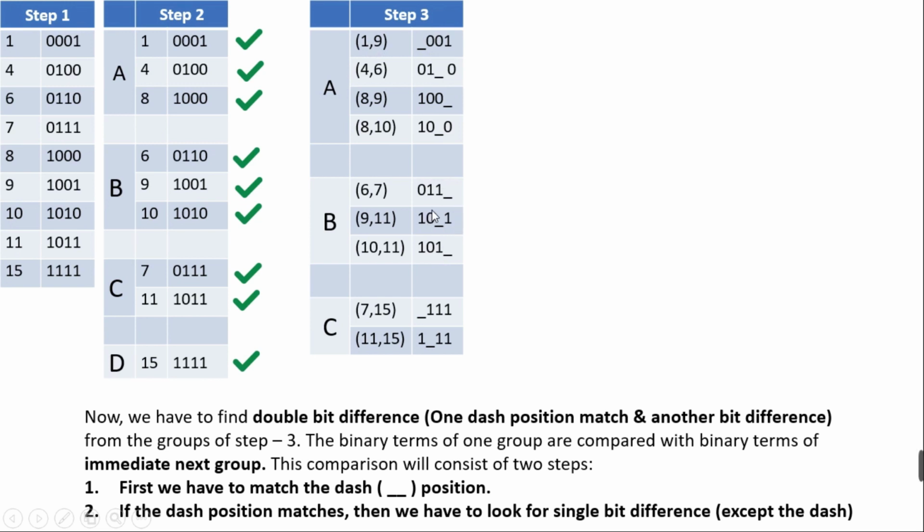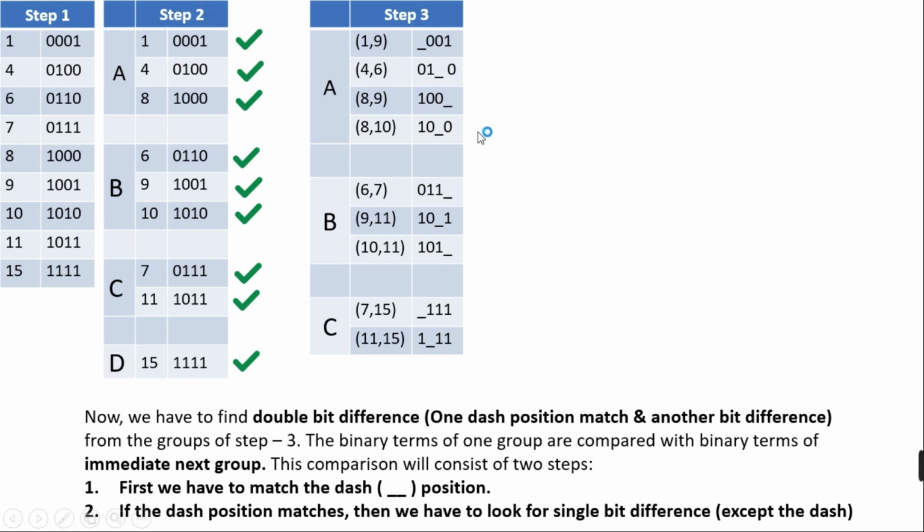So if the dash position actually matches, then we have to look for a single bit difference. That means except the dash. The dash is already indicating a single bit difference, right? So while comparing, we're going to find out whether the dash position matches or not, and if it matches, then we're going to look for another bit difference. That's how we're saying it as a double bit difference.